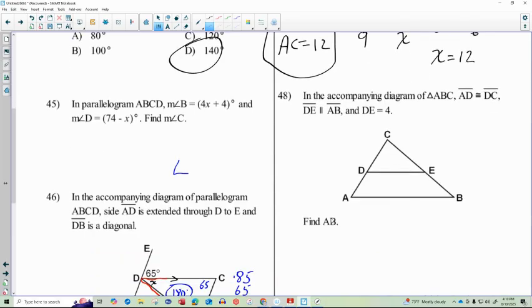All right, let's look at this one. This was a tricky one. I remember when I first taught this, a lot of people thought this was tricky. Here they only tell you that AD is equal to DC. I know it doesn't look like they're equal, but you've got to believe them. If they tell you that AD is equal to DC, you've got to believe them. And they tell you that DE is equal to 4. Find AB.